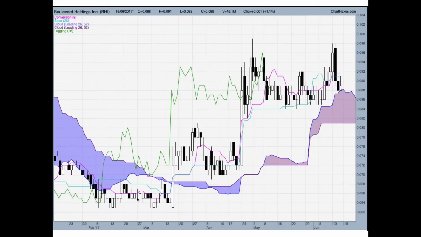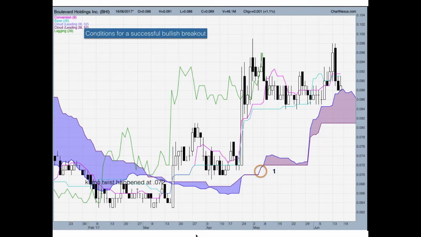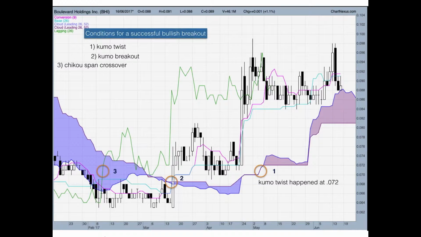Now let's talk about BHI. BHI also made a successful bullish breakout. What are these elements? There's a Kumo twist that happened at 0.72. Next, there was a Kumo breakout. And then a Chikou span crossover. A Kijun-sen crossover. And then a Tenkan-sen crossover.